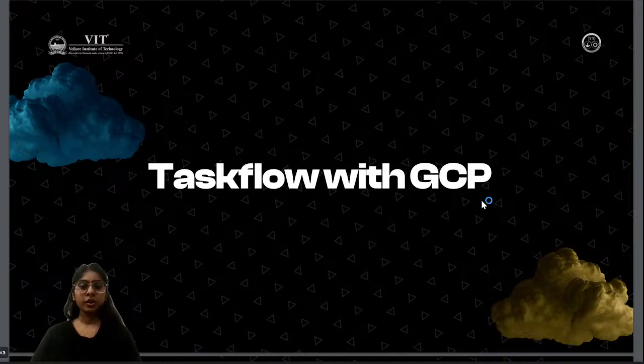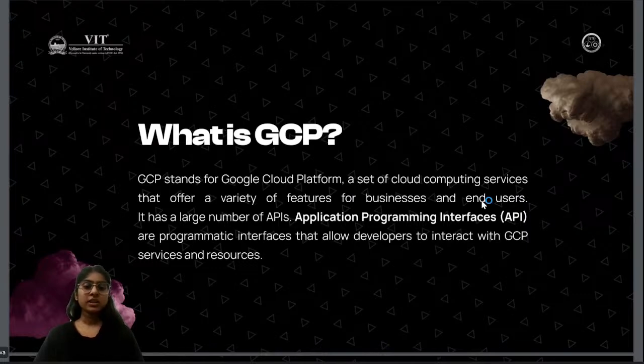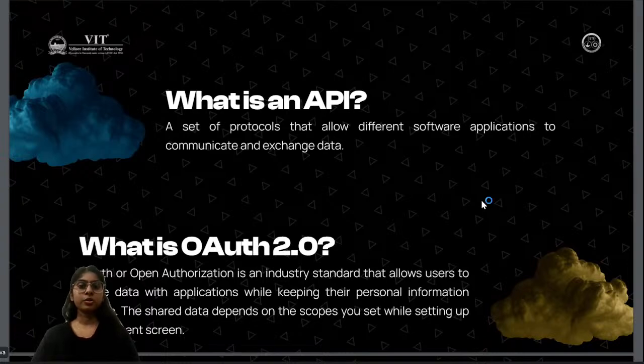Now, let's start with the content of the webinar, Taskflow with GCP. What is GCP? It stands for Google Cloud Platform, a set of cloud computing services that offer a variety of features for businesses and end users. It has a large number of APIs, which stands for Application Programming Interface, and that allow developers to interact with the GCP services and resources. So today we are going to make use of Google Sheets, Google Calendar, and Gmail APIs to interact with the respective apps. So yes, these are a set of protocols that allow different software applications to communicate and exchange data.